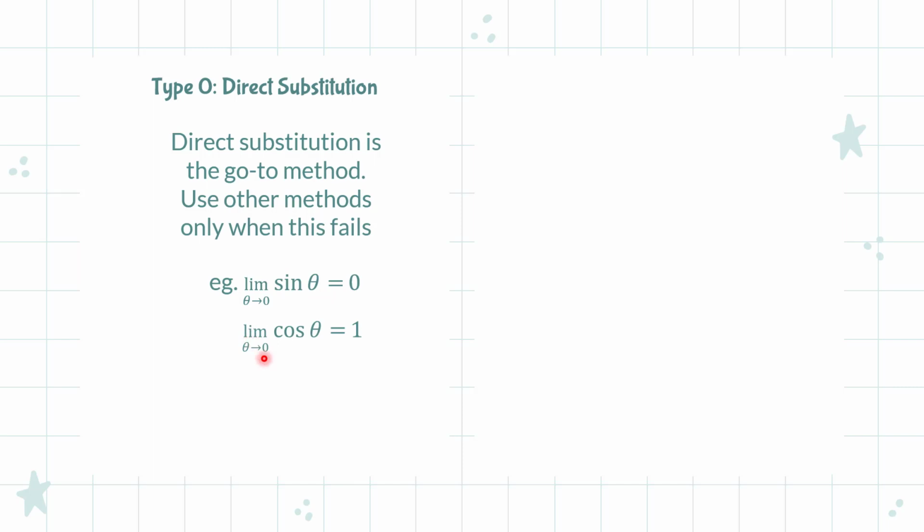For the limit as theta approaches 0 of cos theta, it is also the same. You can just substitute cos 0, and the value is 1. Please note that whenever you calculate a limit, the same as in differentiation and integration, theta is always an angle in radian measure.